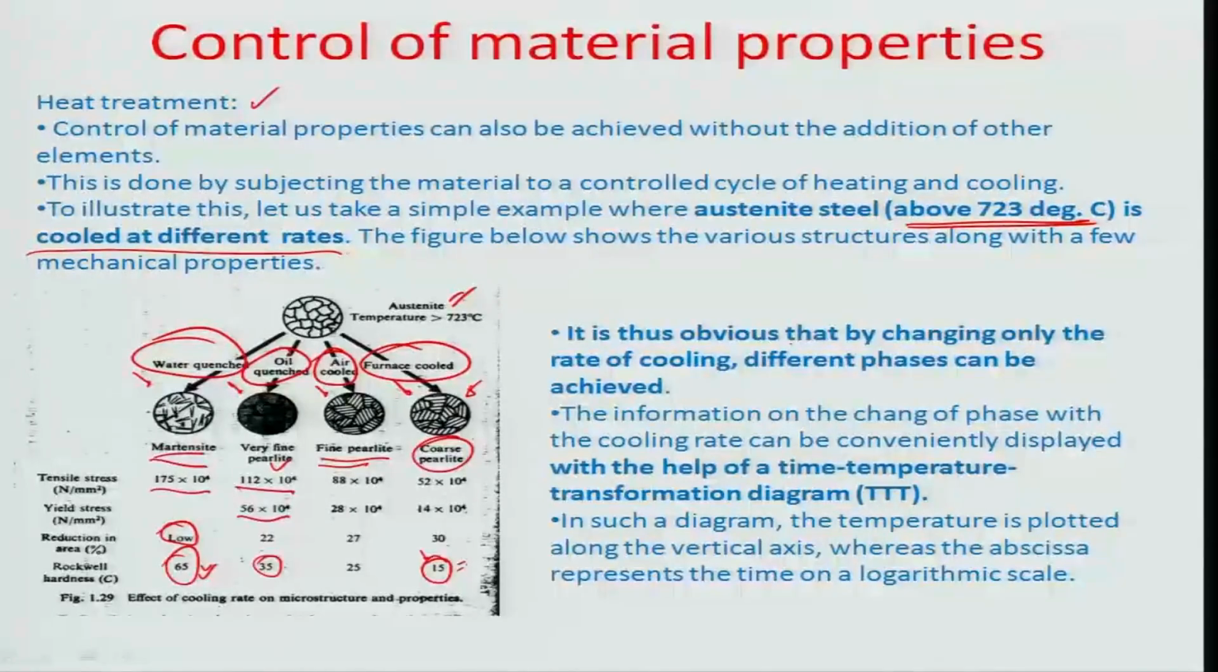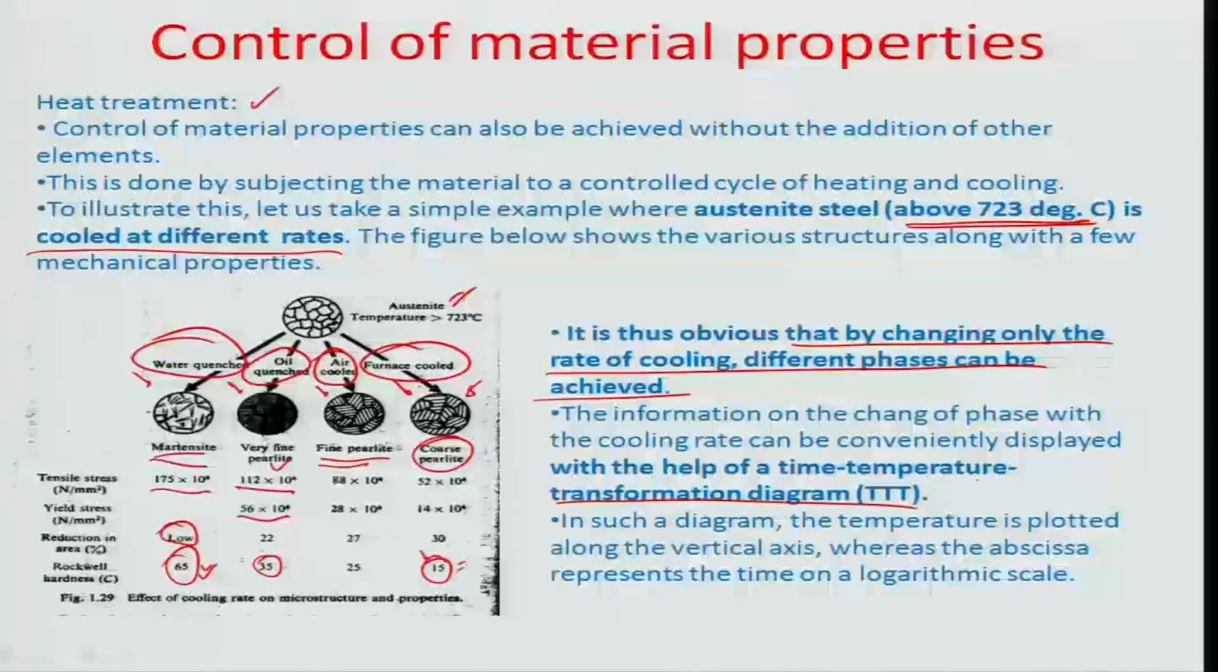So, it is thus obvious that by changing only the rate of cooling, different phases can be achieved, and so in order to address this issue, the cooling rates have to be demarcated in one page format, just like you saw the phase diagram, the equilibrium phase diagram. And so, these curves are known as the time temperature transformation curves or TTT curves, and I am going to illustrate to you how this TTT curve can be read and what actually is interpreted out of it.